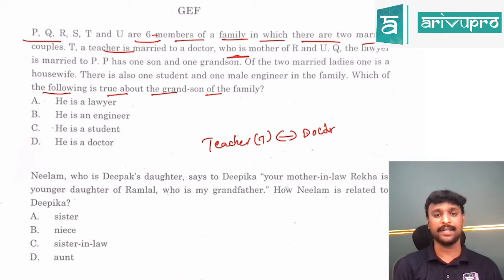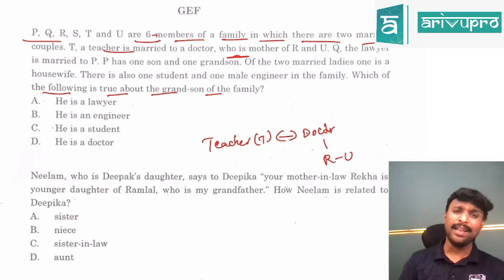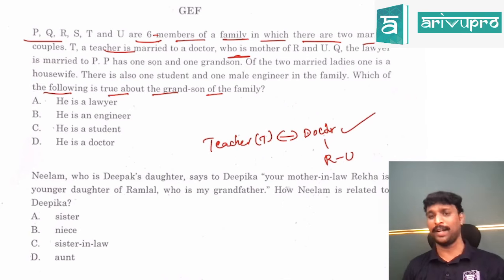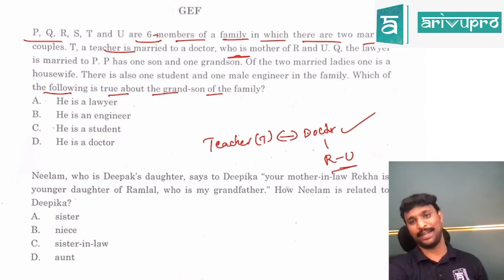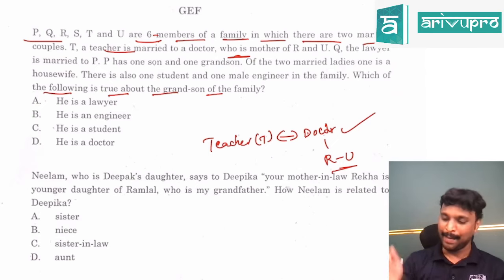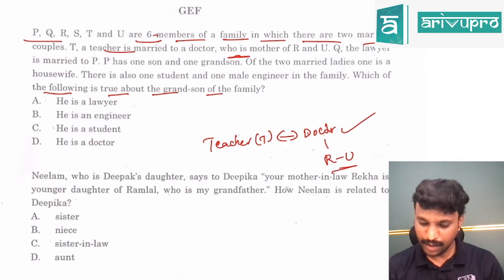Second person. Second person is doctor here. She is the mother of R and U. So, doctor is above, R and U are below. And guys, they have clearly said there are 2 married couples. Okay, 1 married couple we got. And these 2 cannot be a married couple, yes or no? Because they are siblings. So, definitely, let's talk about the other 2 married couple. What is it? Okay.